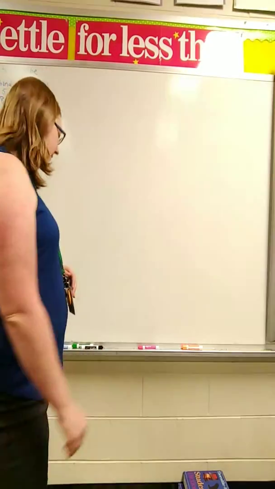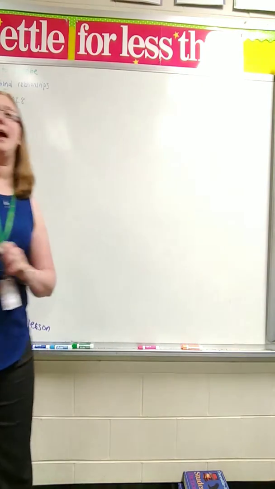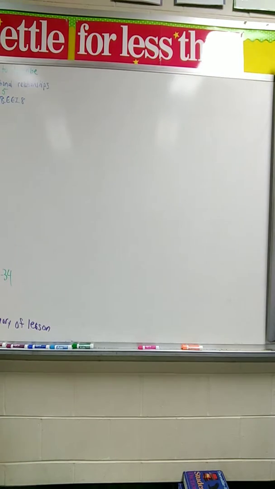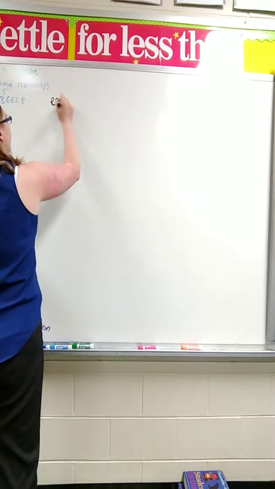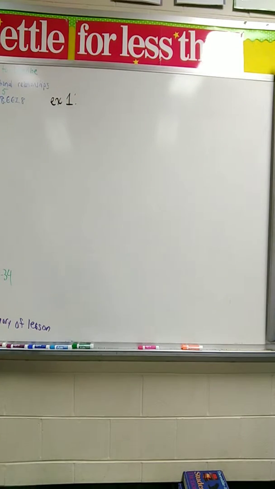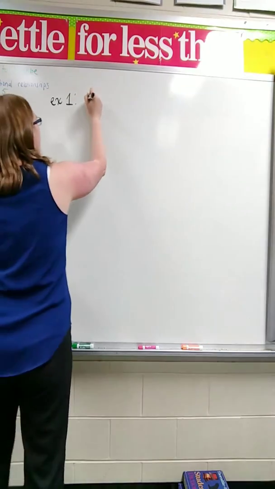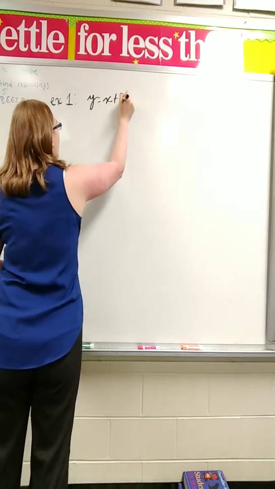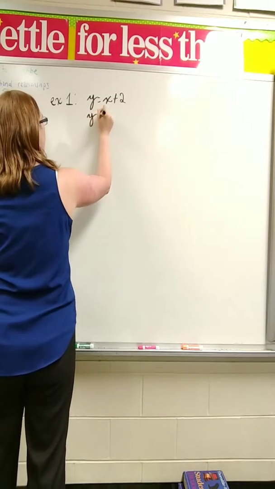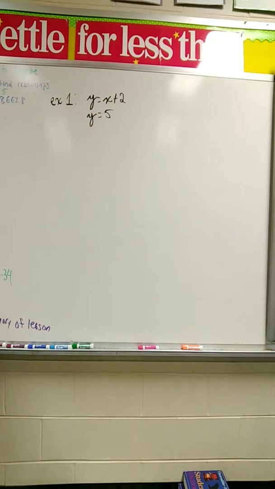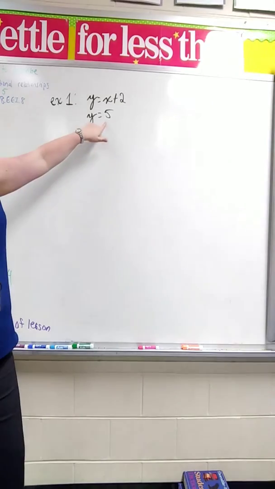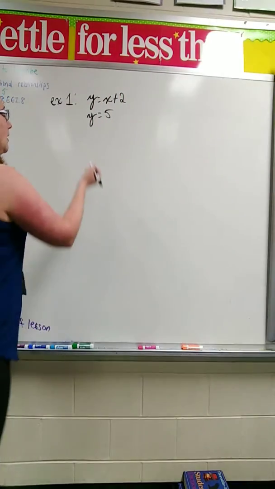There we go. Alright. Let's say that we have, like we do in example 1, y equals x plus 2 and y equals 5. So, the first thing I'm going to do is write out the two equations that I'm given. y equals x plus 2. And y equals 5. Alright? So, substitution this time is really easy because I can literally replace this y with the number 5 to solve for x. So we're going to do that.